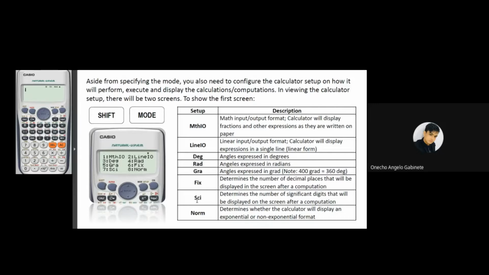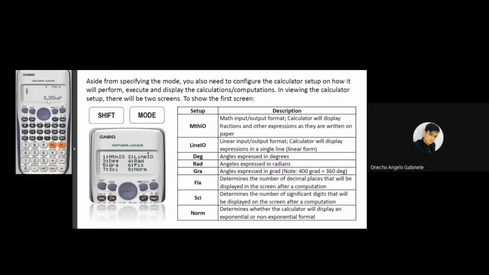Next, meron tayong sci. Ito po ang nagde-determine ng number of significant digits that will be displayed on the screen after a computation. So, example. Punta tayo sa shift, setup. Number 7 is sci. And then, halimbawa ay 4 significant digits. So, itry natin yung 1/3. Ilan pong significant digits yung dinisplay niya? 1, 2, 3, 4. 4 significant digits.